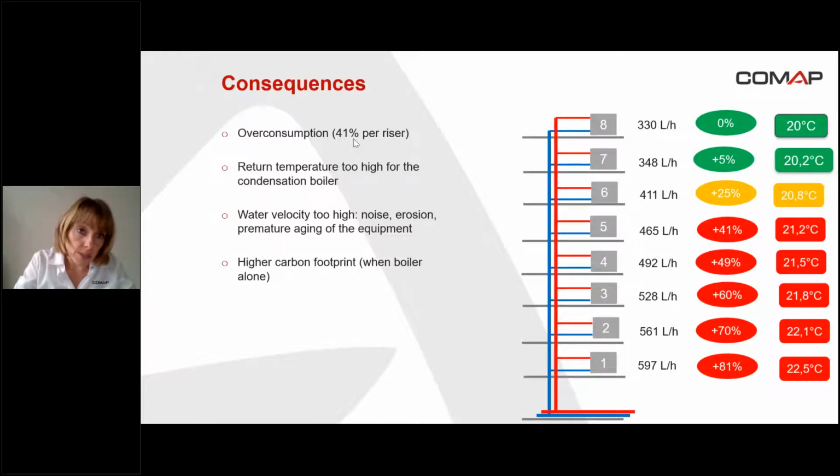So an extra cost. Also, if there is an overconsumption and we have only a boiler to provide the heat, that means a higher carbon footprint. And the other consequences are, first, the return temperature, which is going to be too high if we have a condensation boiler. If the return temperature is too high, the boiler is not going to condense anymore and the yield is decreasing. So it costs a lot.